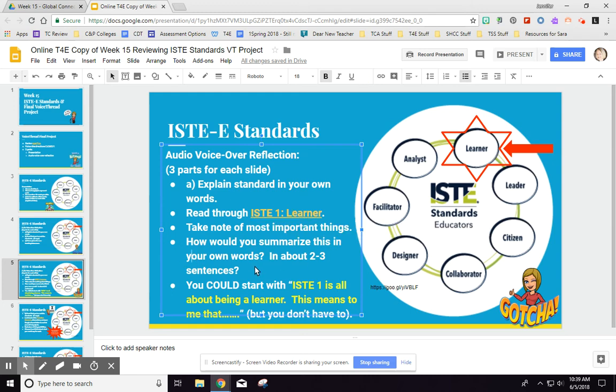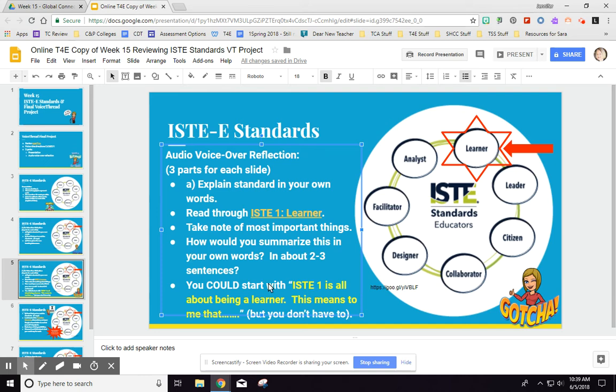Okay, so how would you summarize that in your own words or in about 2 or 3 sentences? So you could start with ISTE 1 is all about being a learner. So you need to have that somewhere within your voiceover. So ISTE 1 is all about being a learner. This means to me that teachers should continually improve themselves, but they should do it to improve student learning. You should participate in local and global networks in order to increase my knowledge as a teacher. And I also will continue to stay current on research because that's really important.